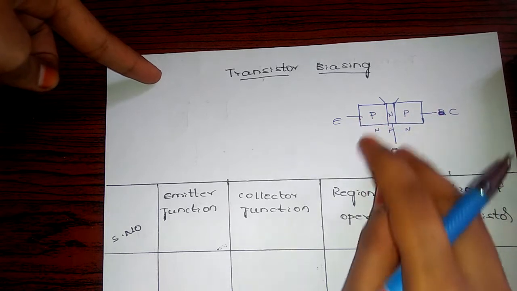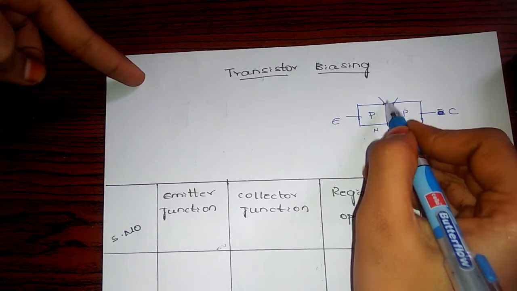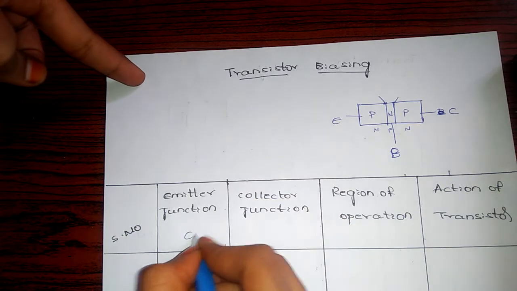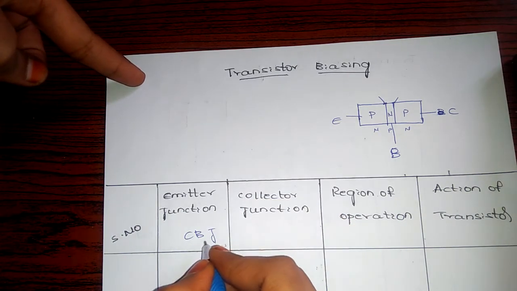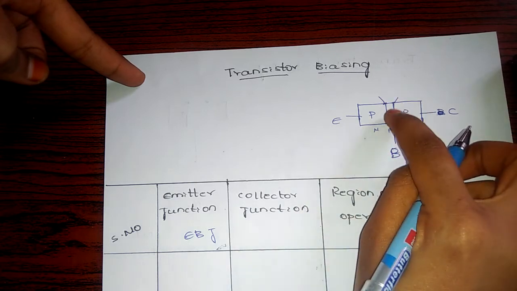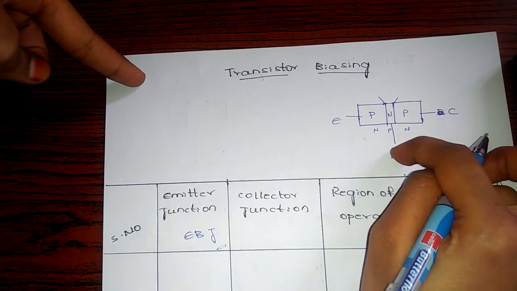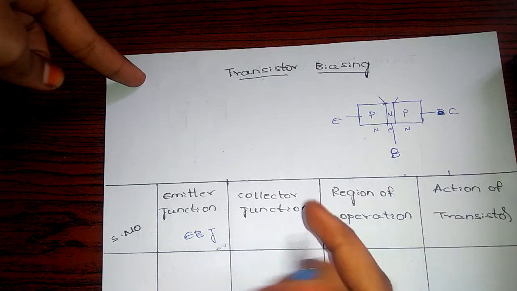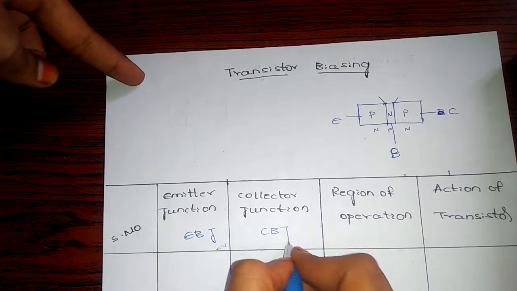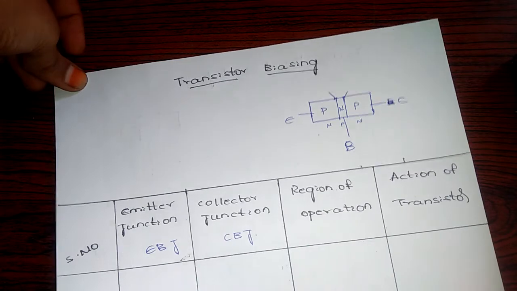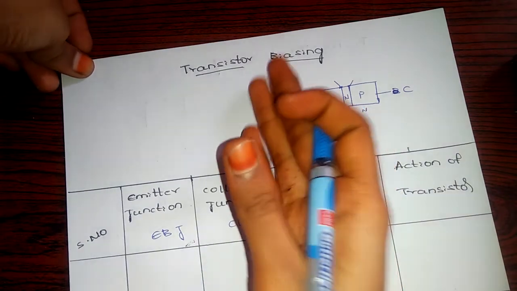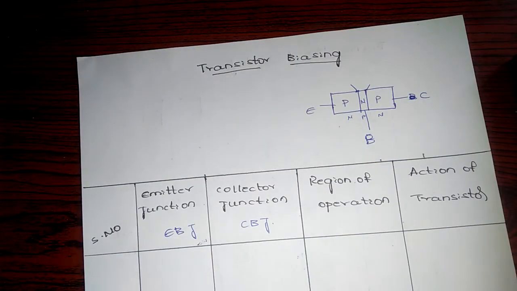We have two junctions: the emitter-base junction, or simply the emitter junction, and the collector-base junction, or simply the collector junction. So in how many ways can it be biased? Actually, what is meant by biasing? Biasing is nothing but giving DC voltages to any semiconductor device or material.